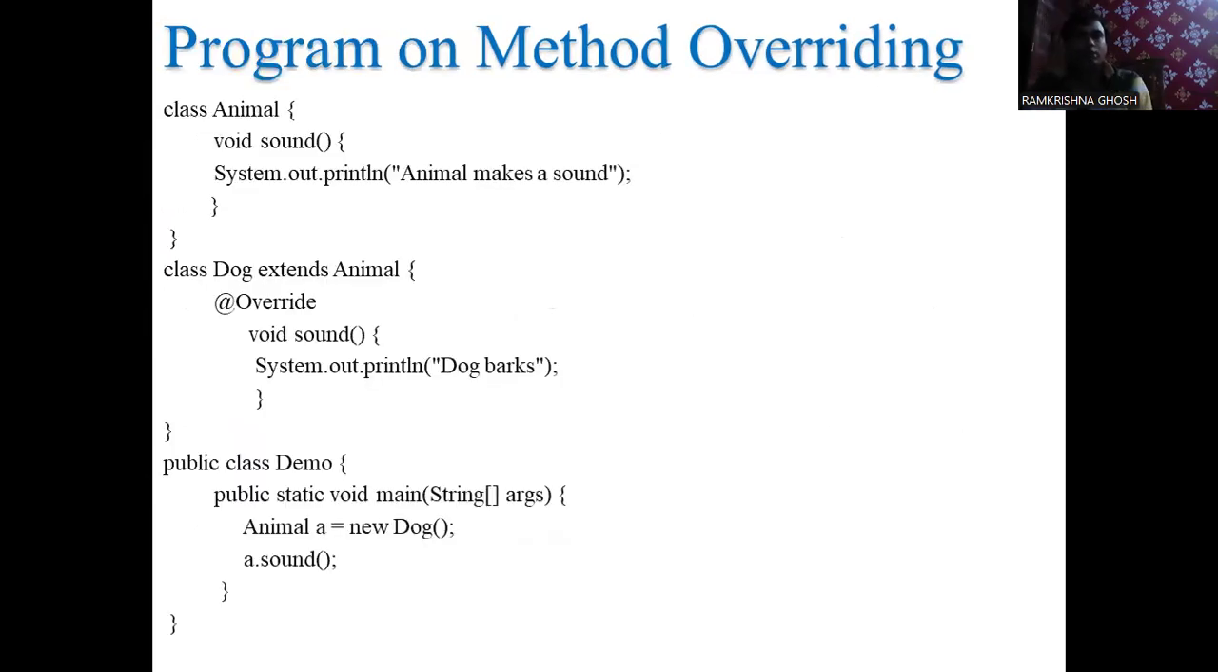Program on method overriding. Class Animal. Animal is the superclass here. Then void sound, superclass method. System.out.println, Animal makes a sound. Then we will end the method, and as well as we will end the class. Class Dog extends Animal. Dog is the subclass here. Extends keyword is used for inheritance. The properties of superclass name are extended to subclass name.